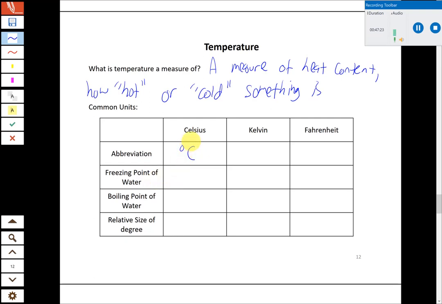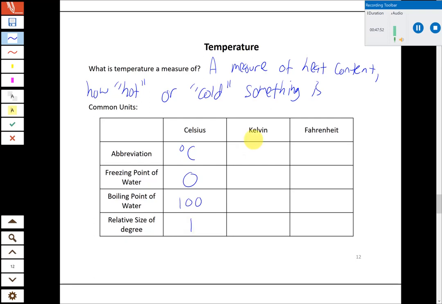So it's degrees C, and it's a pretty convenient unit because the freezing point and the boiling point of water are very nice round numbers. So the freezing point of water is 0 degrees Celsius, and the boiling point of water is 100 degrees Celsius. Those freezing and boiling points of water you should know in that unit specifically. And the relative size of 1 degree, I'll call 1 here. So 1 degree Celsius is how we're going to standardize.